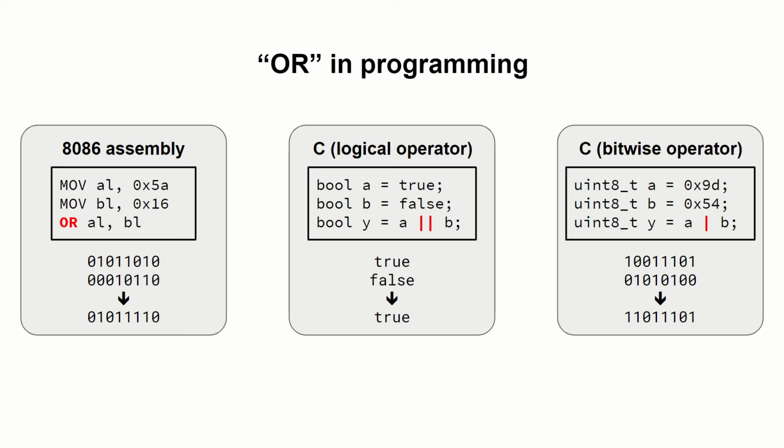In programming, we use OR to set specific bits in a data. For each one in the second operand, the corresponding bit in the data is set irrespectively of its original value. All the other bits in the data stay unchanged.